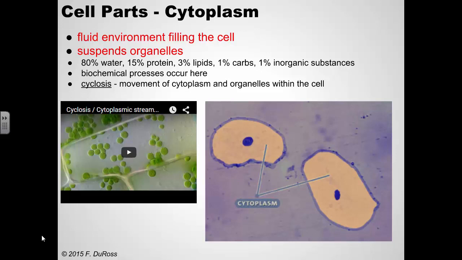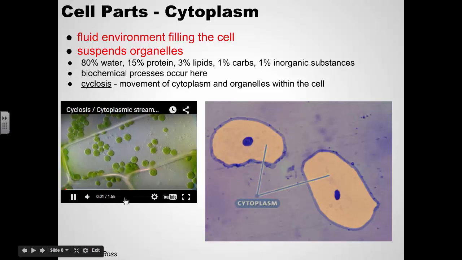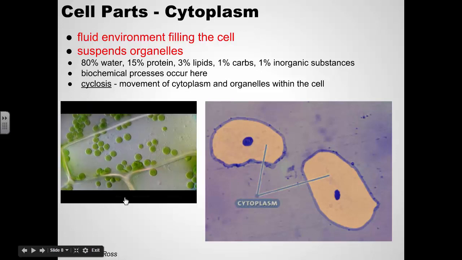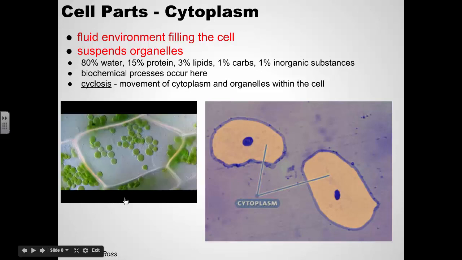so it can move, and you can see here, this shows some cytoplasmic streaming. When you saw the amoeba, if you saw a living amoeba, you saw the cytoplasm kind of oozing around. It moves. Here you can see cyclosis in some Elodea, and you can see that these are the chloroplasts within the cytoplasm, and it moves around. Those chloroplasts can move. Here again is a microscope image showing the white area, and this is the cytoplasm, this is the cell membrane, and this is the nucleus.